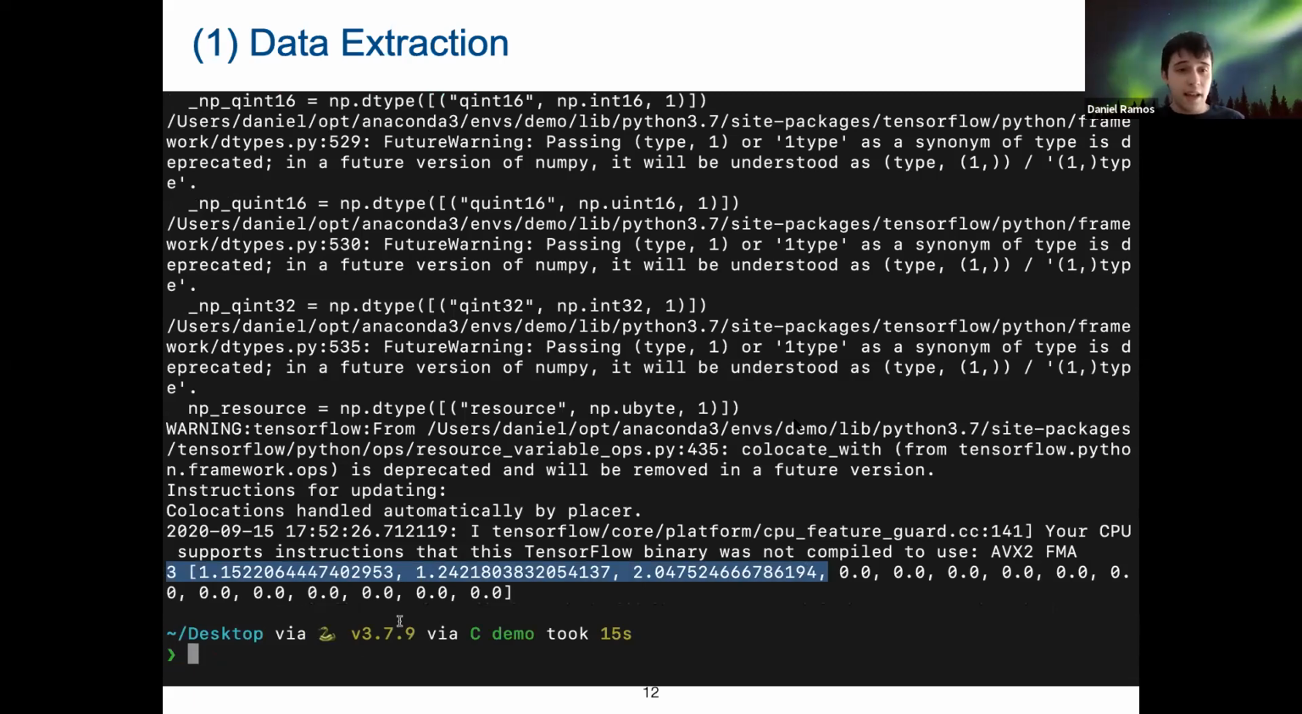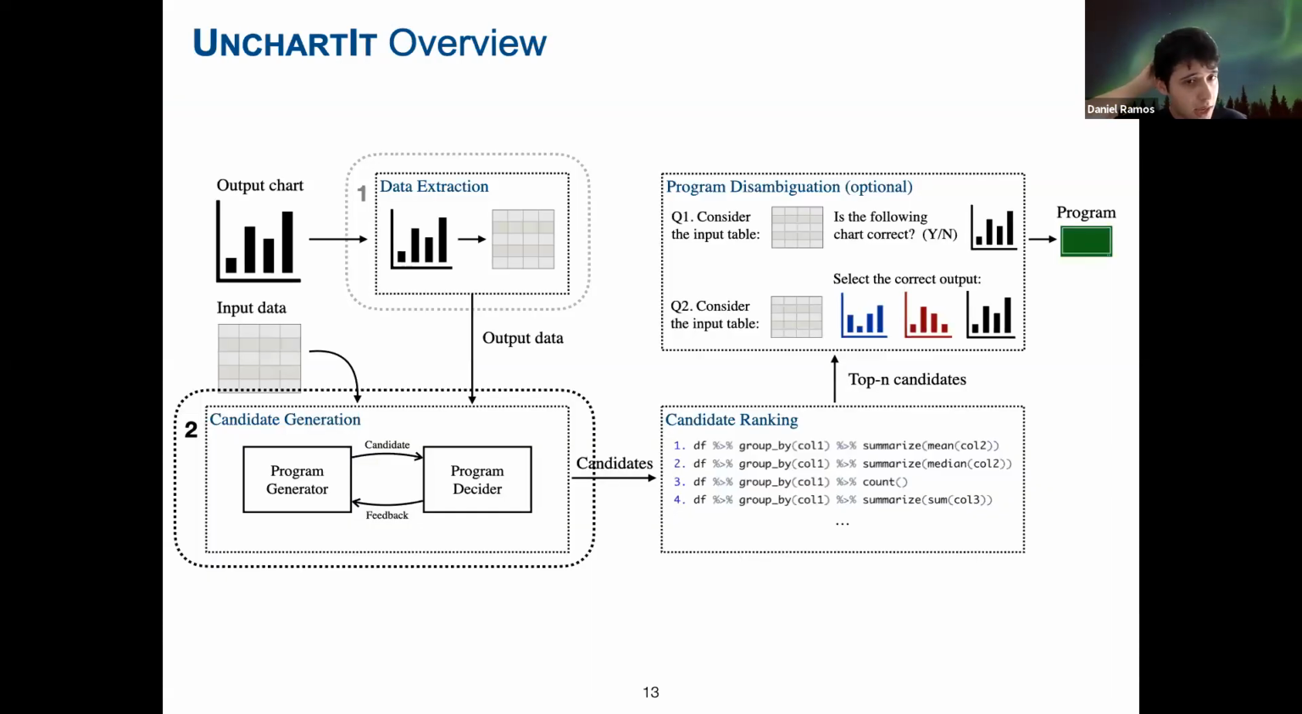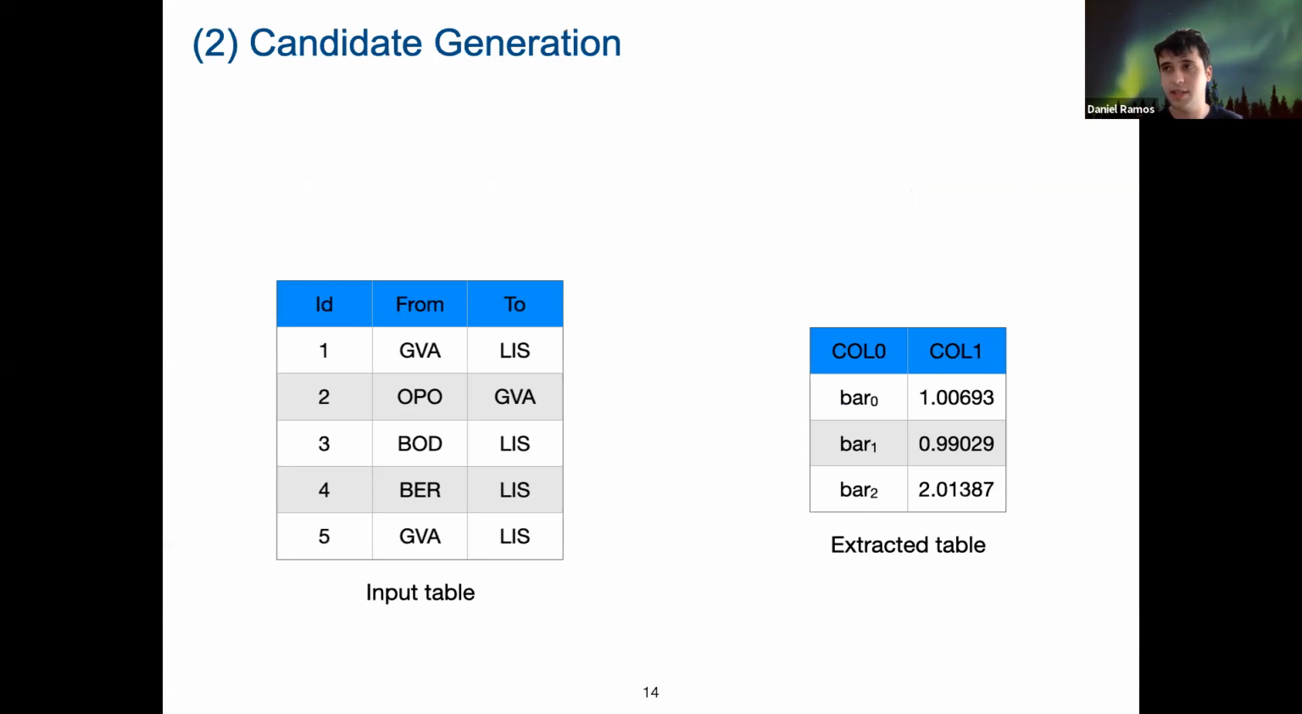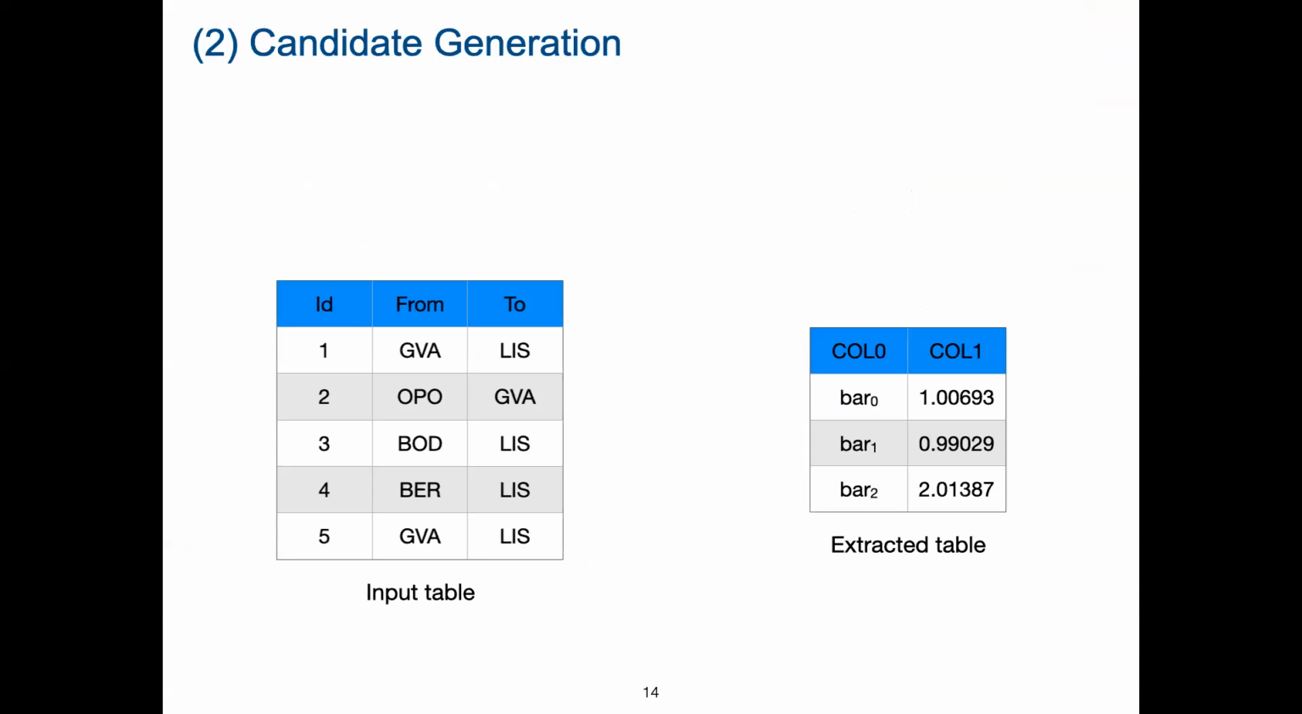Okay. So after you finish this step, the data extraction, we get into the second step of UNCHARTIT's pipeline, which is the candidate generation. In the candidate generation, the input is, in this case, the original input table and the extracted table that we got from the previous step.